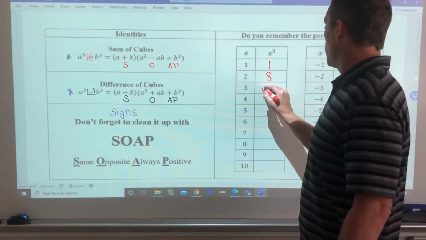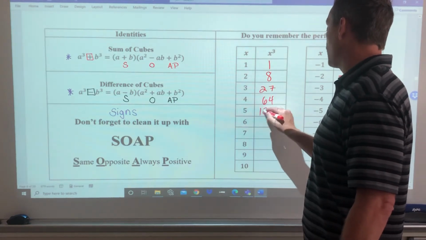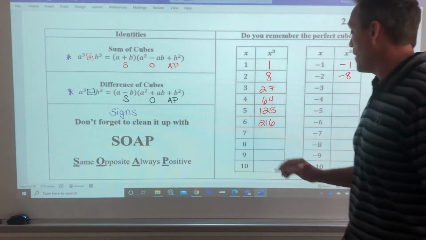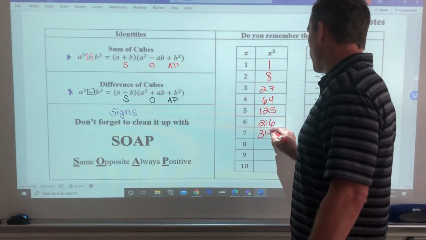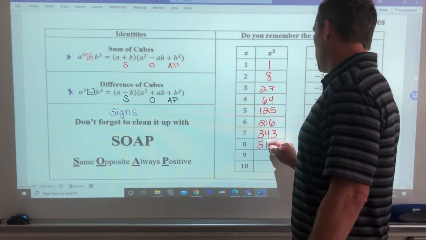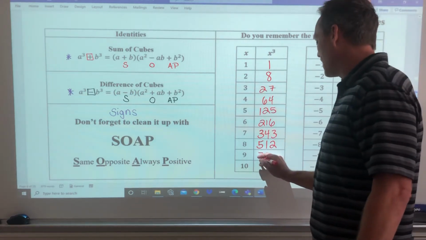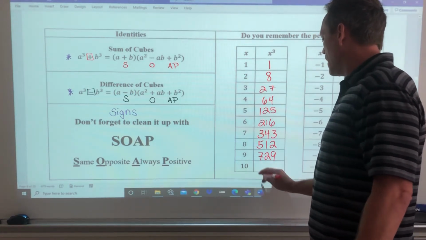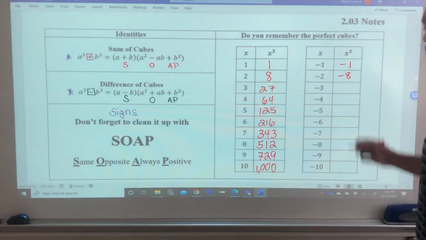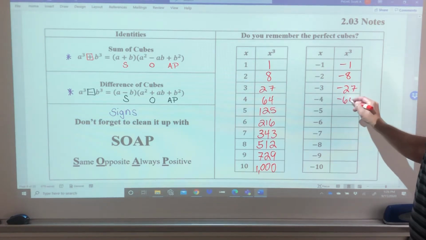3 times 3 times 3 is 27. 4 times 4 times 4 is 64. 5 times 5 times 5 is 125. 6 times 6 times 6, 216. 7 times 7 times 7 is 343. 8 times 8 times 8, I believe it's 512. And 9 times 9 times 9 is 729. And 10 times 10 times 10 should be 1,000. So these would just be all negative numbers, or the negative expression of the same numbers.